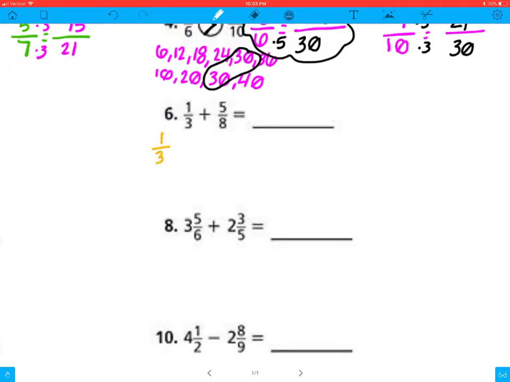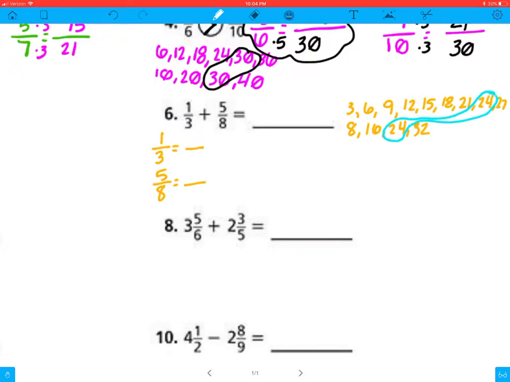1/3 and 5/8. So I need to find a common denominator between 3 and 8. So I can start listing it out. 3, 6, 9, 12, 15, 18, 21, 24, 27, 30. I do have a feeling it's going to be 24 because I know 8 is an 8, 16, 24 situation. So I circle my least common multiple, and that is my new denominator.